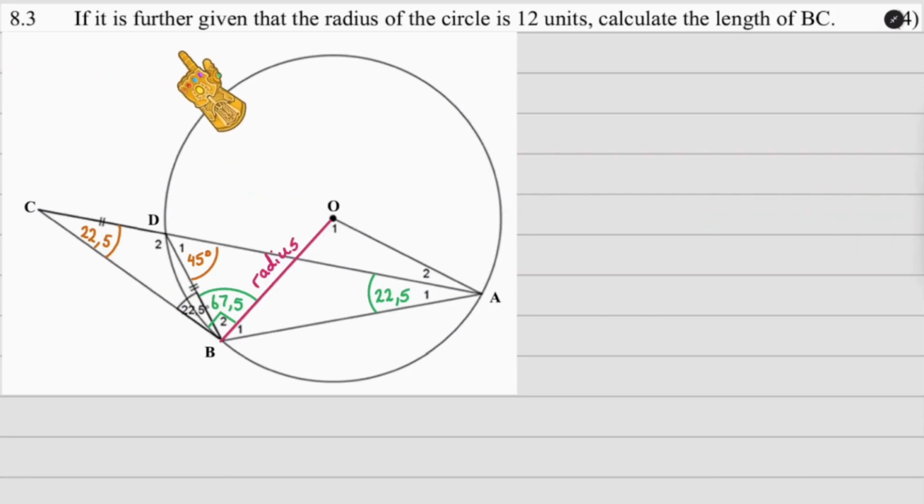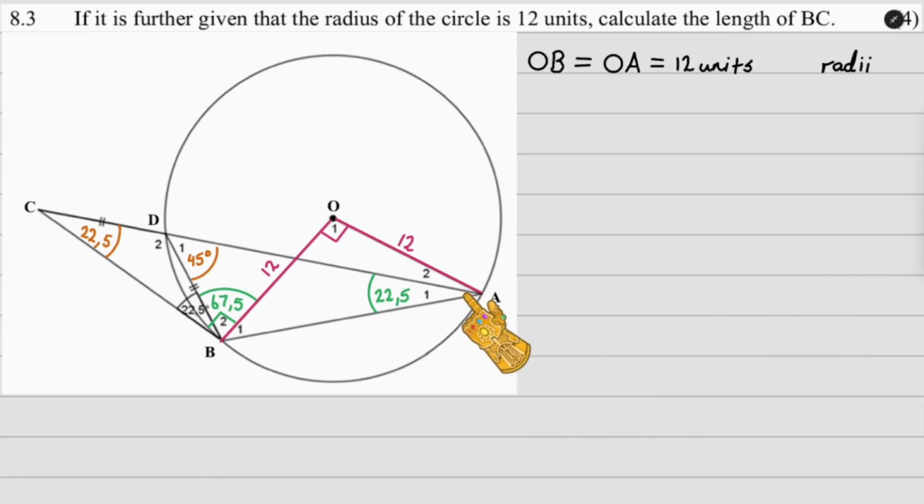And 8.3 gives us the length of the radius to be 12 units, and with that we've somehow got to calculate the length of BC, the tangent. So we did recognize earlier that this is a radius, so that will have a length of 12 units. And then I see another sneaky little radius over here, OA. Okay, and let's go through how we express that to our teacher. We just say OB equals OA equals 12 units radii.